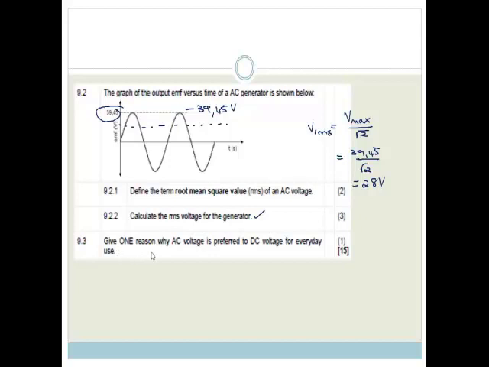Now it says give one reason why AC voltage is preferred to DC voltage for everyday use. And that's always the same reason, guys. It's to prevent loss of voltage or loss of power due to attenuation when your voltage is transported across long distances. Okay, now I'll explain what I've said there.